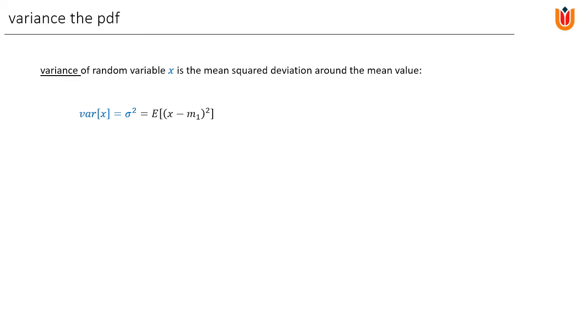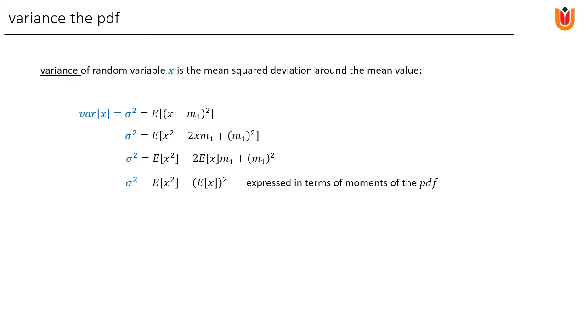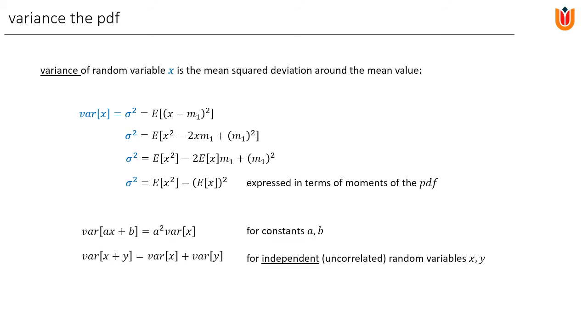Special note for the variance as a descriptor of a PDF. The variance of a random variable is defined as the mean squared deviation around the mean value of the distribution. So in the notation of the previous slide, the variance of x, or symbol sigma squared, is the expected value of x minus the mean, the first moment, squared. We can work out this square between the brackets. So we get the expected value of x squared minus 2x m1 plus m1 squared. Then we can apply the sum rule of the expected values in the third line, and finally combine things again and write the variance as the expected value of x squared minus the square of the expected value of x. So this now expresses the variance in moments of the probability density function.